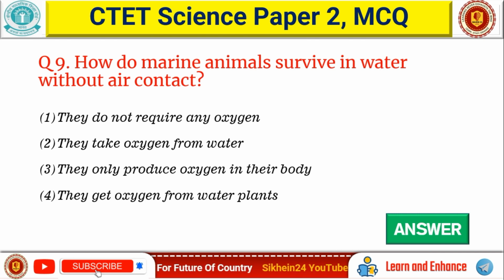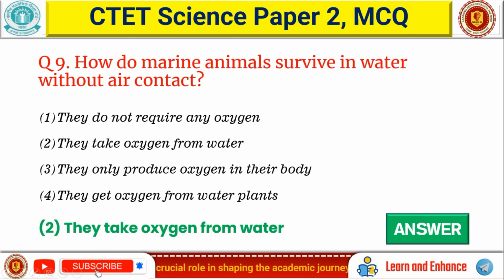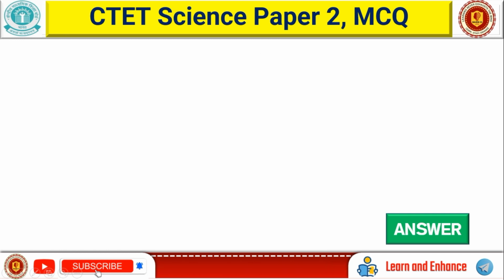Marine animals survive in water without air contact by taking dissolved oxygen from water. So I think that the second option is the correct answer. They take oxygen from water, right? The next question on your screen you can see.